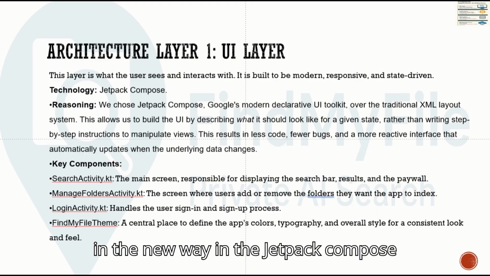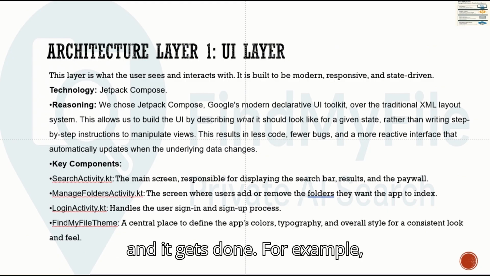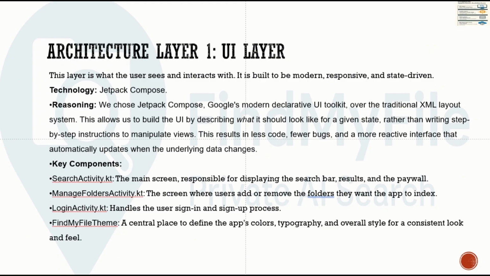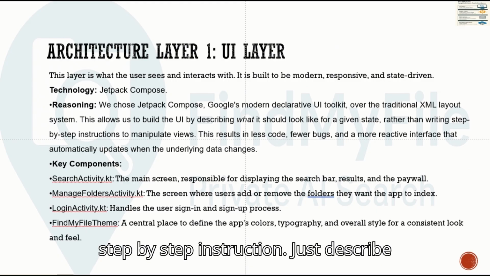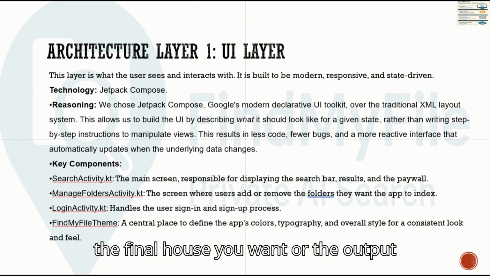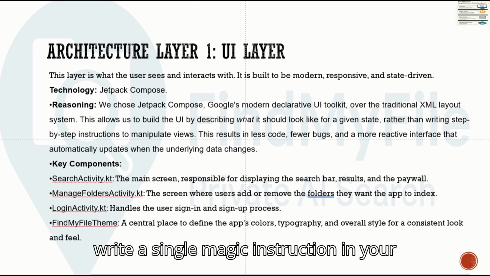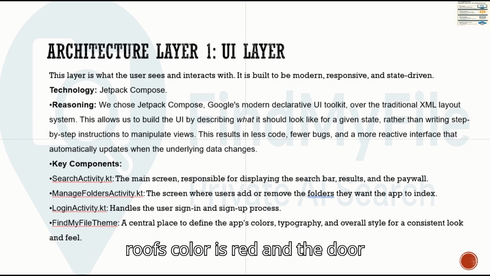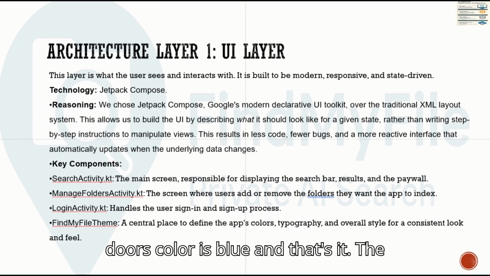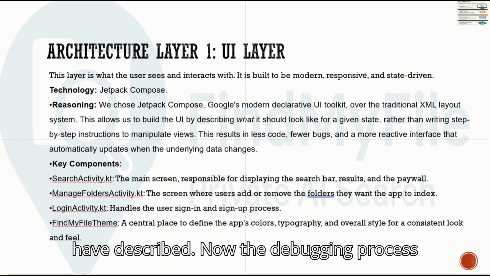But in the new way, with Jetpack Compose, you just describe it and it gets done. For example, Jetpack Compose is like having a magic Lego box. You don't give step-by-step instructions. You just describe the final house you want, or the output you want, and the code does it. So you write a single magic instruction in your code saying, "Build me a house where the roof's color is red and the door's color is blue," and that's it. The magic box automatically creates it as you have described.